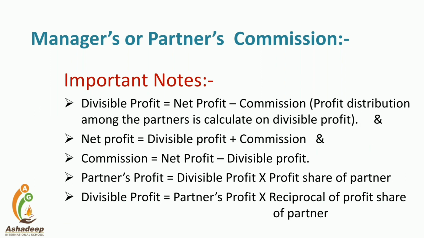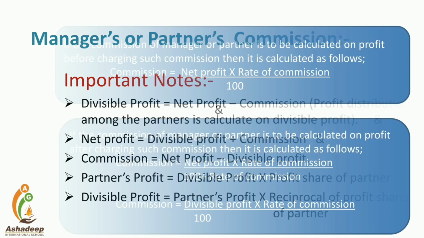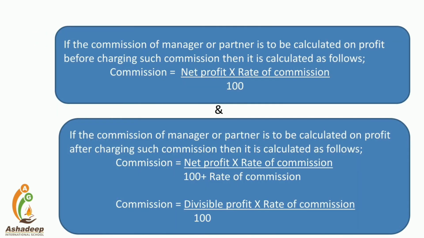learn some more formulas. Okay, these three are the most important formulas for this particular topic. In this you get two types of statements. First we are going to read both the statements and then identify where the difference is. The first one is, if the commission of manager or partner is to be calculated on profit before charging such commission, then it is calculated as follows.